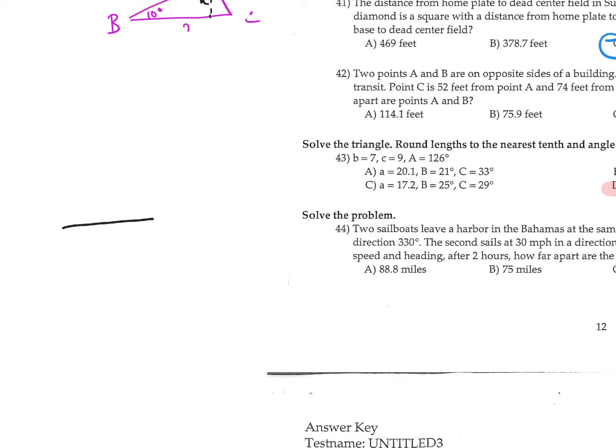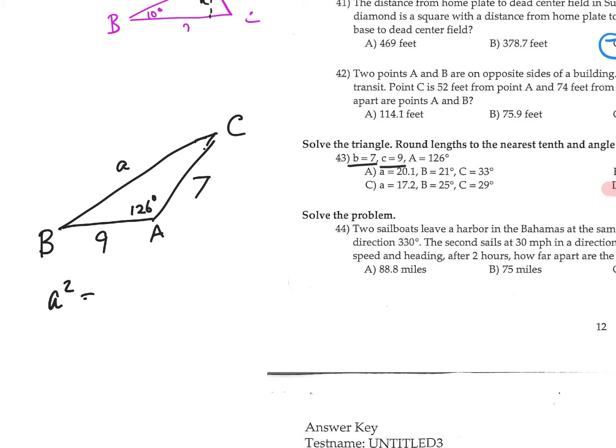I am going to set up a 126-degree angle here. That'll be angle A. And then my side lengths, this would be lowercase a, this will be uppercase B, and uppercase C, meaning that our side length B will be 7, and our side length C will be 9. So again, it looks like I have a law of cosines set up. I will say that a squared will equal 9 squared plus 7 squared minus 2 times 9 times 7 times the cosine of 126.